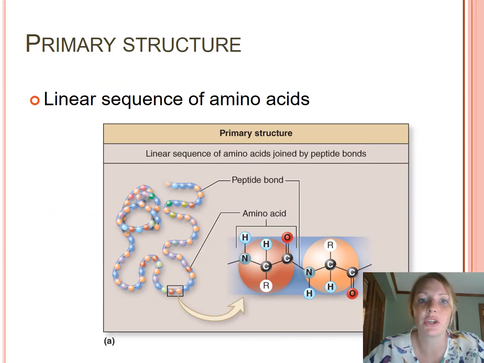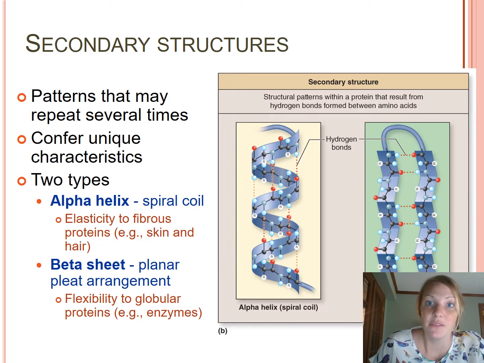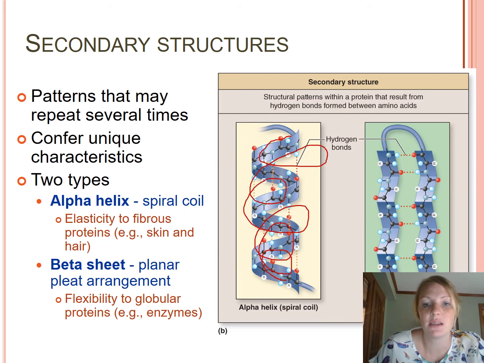Here's the primary structure. It's a linear sequence of amino acids that are joined together by peptide bonds. Here is an example of secondary structure. So here we have the alpha helices, which form these twisted, twirly loops or spirals, and then here we have beta pleated sheets, which are more kinked structures.